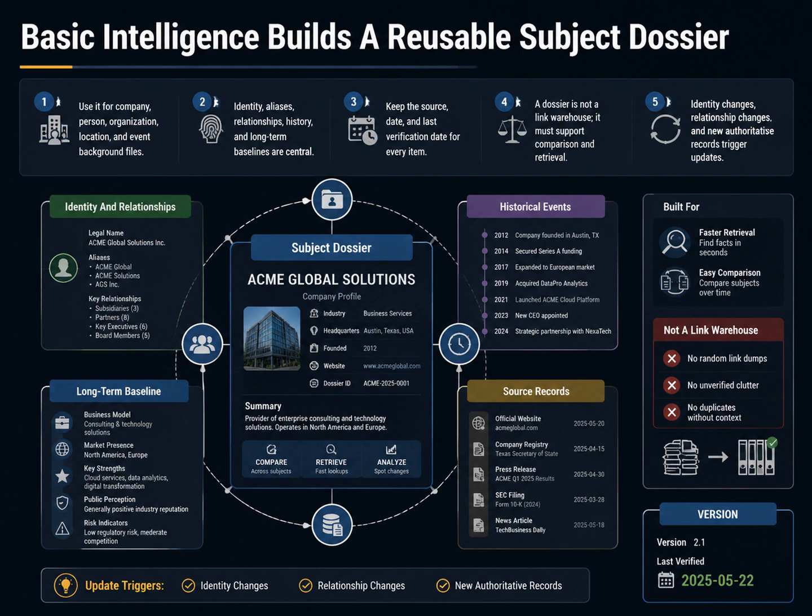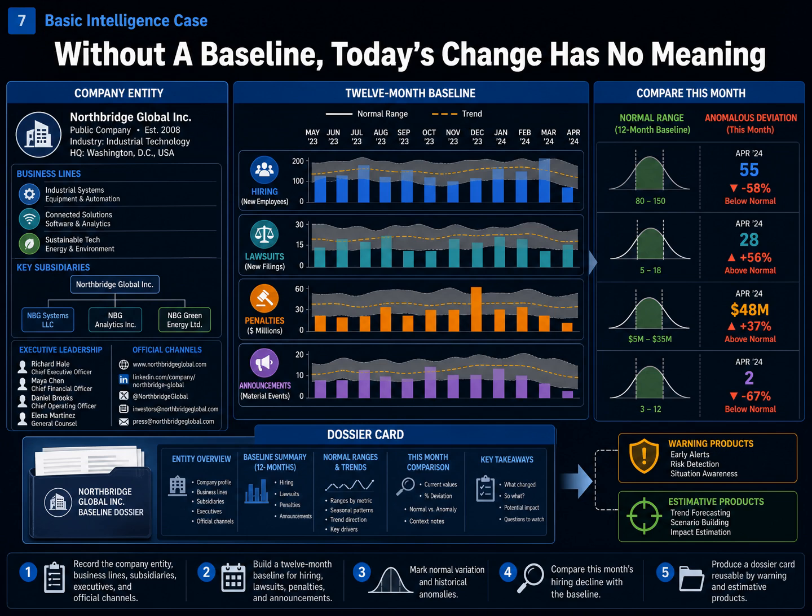A useful basic intelligence product lets another analyst answer 4 questions quickly. Who is this? Who are they connected to? What is normal for them, and does the current situation depart from that normal pattern? If we only look at this month's hiring decline, we cannot tell whether it is unusual. Stretch the timeline to 12 months, and the interpretation may change completely.